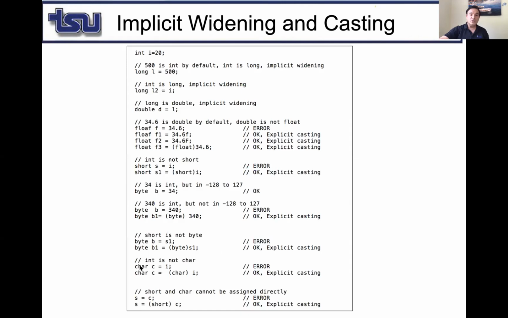Well, char c is equal to i. i is an int. I know that a character is an int, but int is not necessarily a character. So this is an error. However, I can again do explicit casting, and I can force Java to accept i as character.